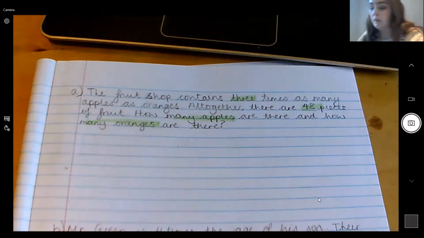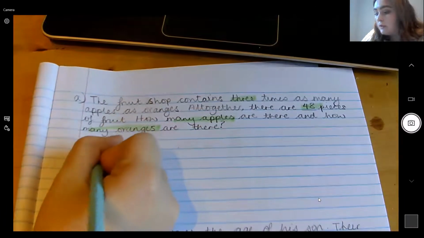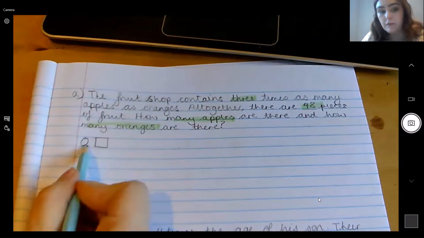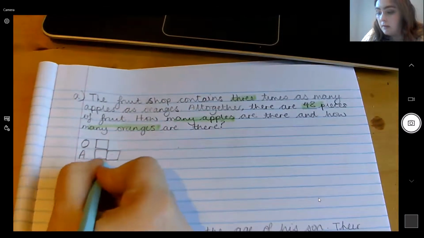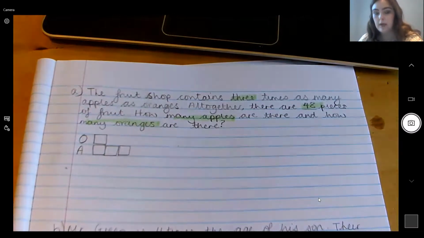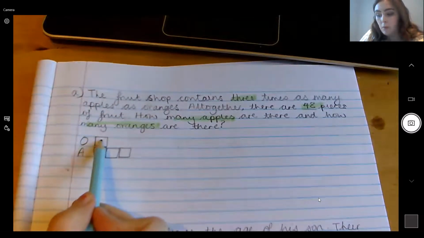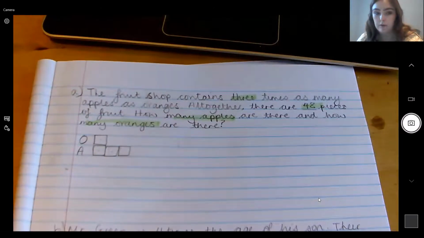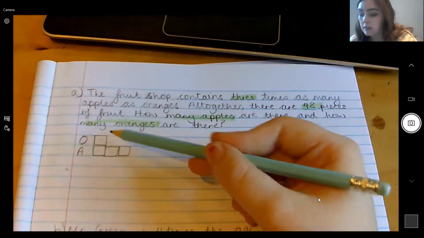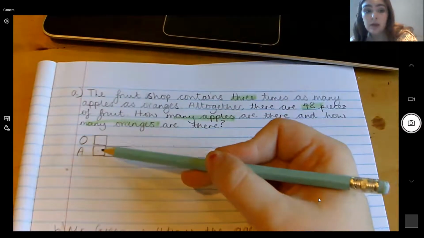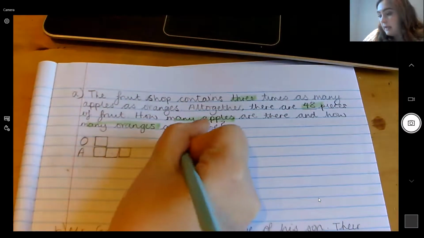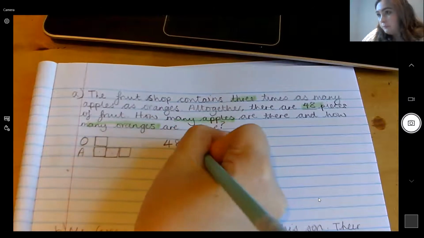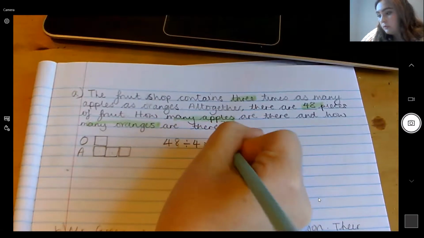So by that sentence, we mean for every 1 orange, I'll put O for orange here, you have got 3 apples. Okay, so I'm going to count these up together. 1, 2, 3, 4. I've got 4 blocks that I've drawn. And what I'm going to do next is 48 divided by the 4 here, because that will let me know how many is in one group. So 48 divided by 4 equals 12.